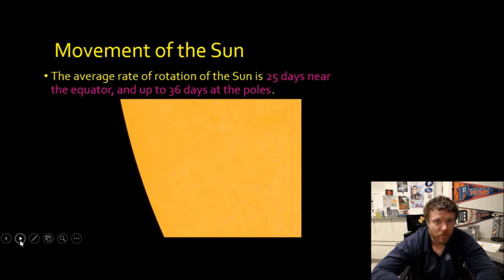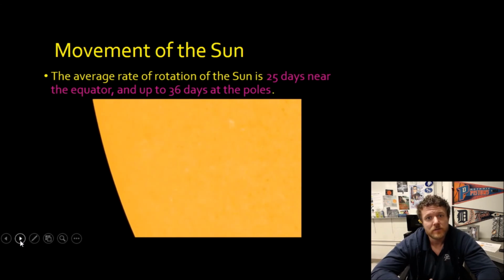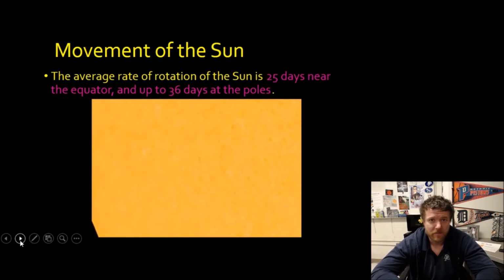As a reminder, at the poles, the Sun takes about 25 days or so to go around once, and at the equator of the Sun, it takes about 35 days. How do we know? We watch sunspots as they travel around on the surface of the Sun.